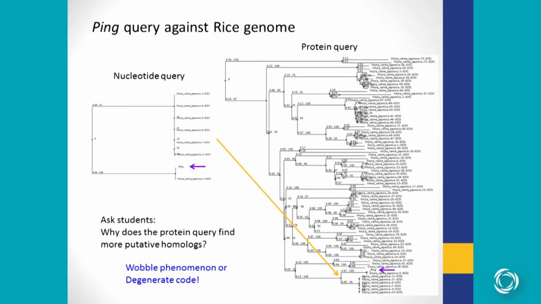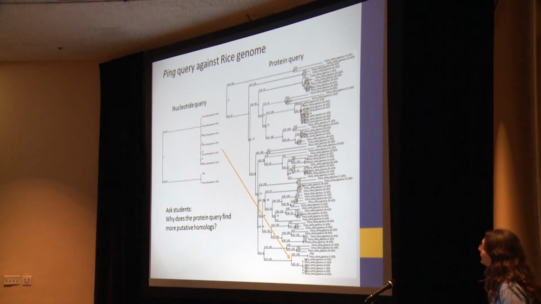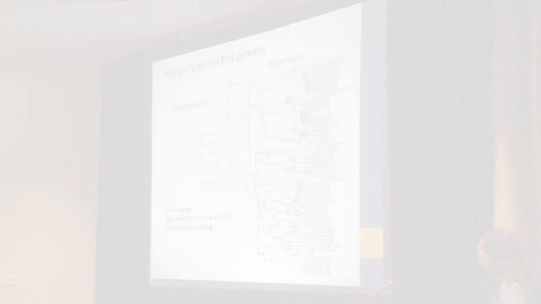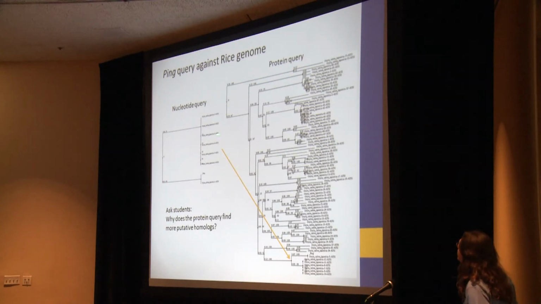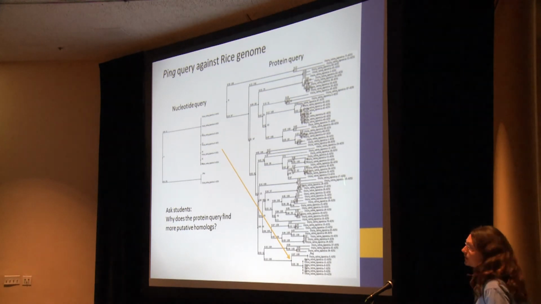And you can find here is the original query. Here is the Ping that lives in rice, and this is japonica. Here are probably related, or definitely related elements, and these are actually Pongs. They've been named Pong. But then if we take the protein query and do the same genome, look at all the potential homologs we find.